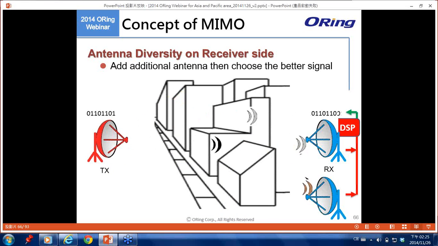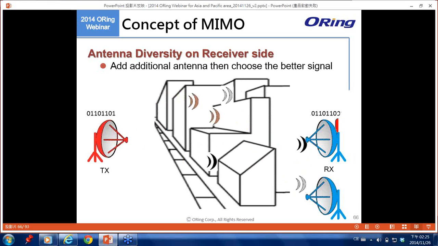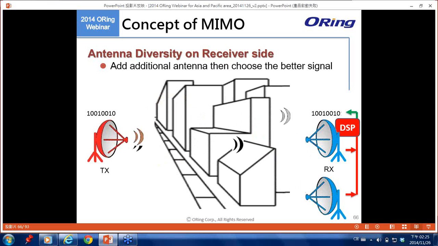To get better signal quality, the technology used on the receiver side is antenna diversity. We just do it by increasing the number of receivers. This picture shows how it works. For example, there is one transmitter and two receivers. Both of the two receivers can receive a signal from the transmitter.